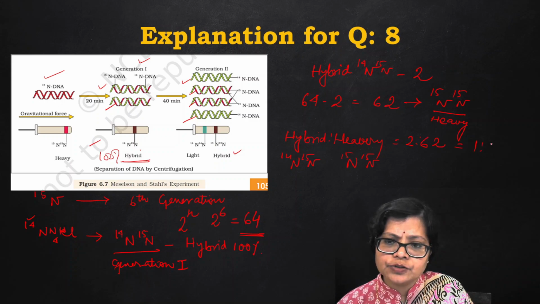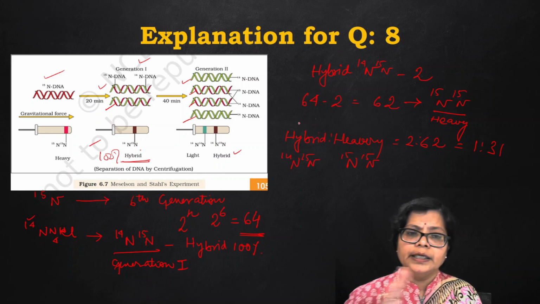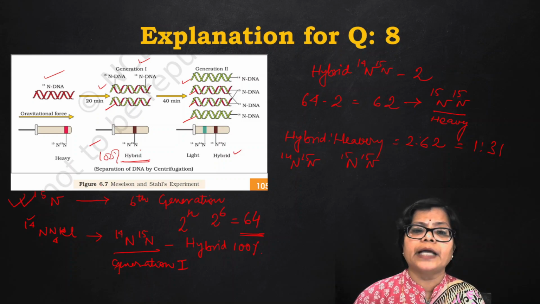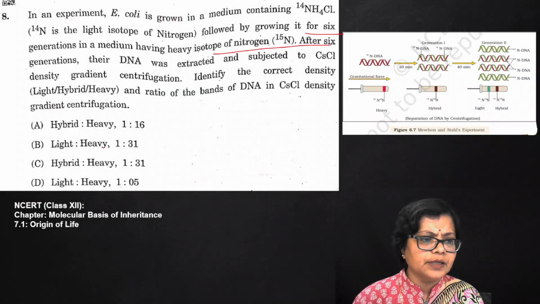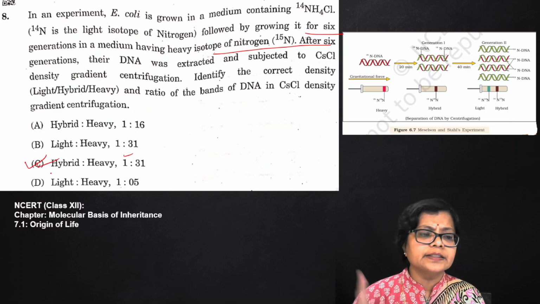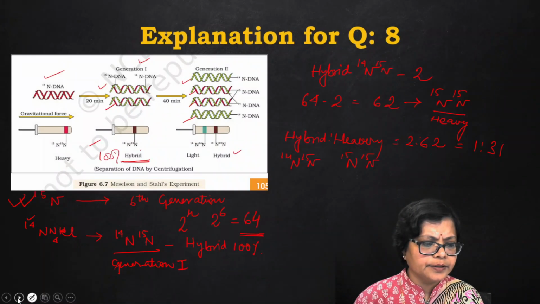2:62. That means 1:31. This you have to understand, because it was allowed to grow in a medium containing N15 isotope of the nitrogen. So after generation N14 is not available. So the answer will be hybrid will be 2 and the heavy will be 62. So the ratio will be 1:31. So the correct answer will be C. Hybrid is to heavy equals 1 is to 31. So this is really a tricky question.